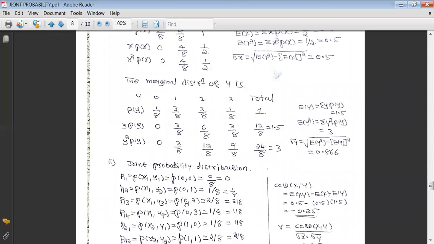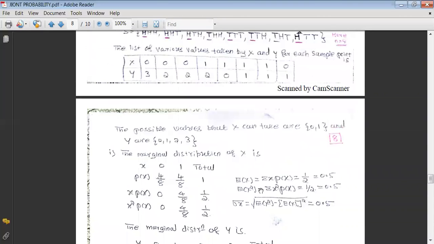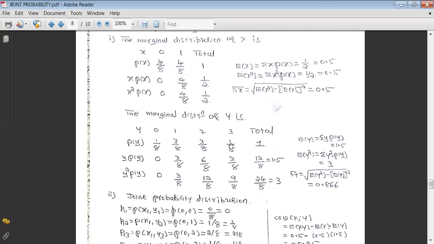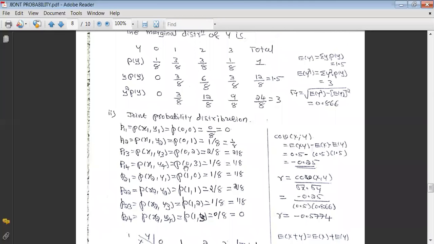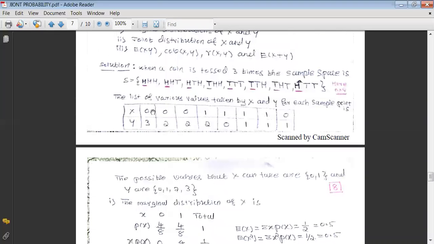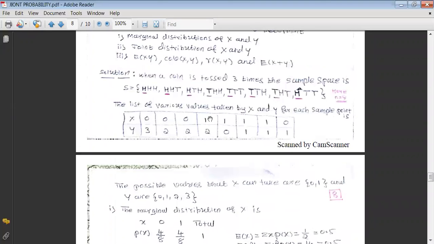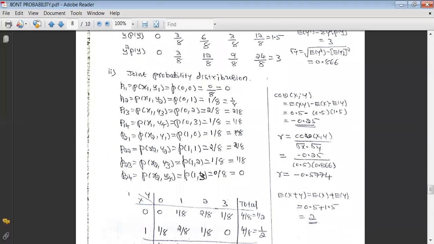Now when x takes the value 0, y takes the value 2. These are the two cases in which x takes the value 0 and y takes the value 2. Therefore it is 2 by 8. Now 0, 3. When x takes the value 0, y takes the value 3. It happens only one time. Therefore that is 1 by 8. Now x takes the value 1, y takes the value 0. You can look at this table, and this is the only one case where we observe x is 1 and y is 0. That's why it is 1 by 8.